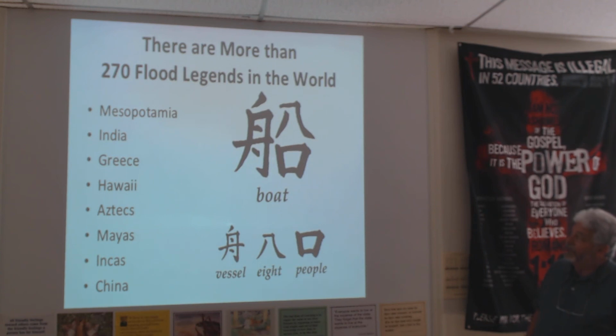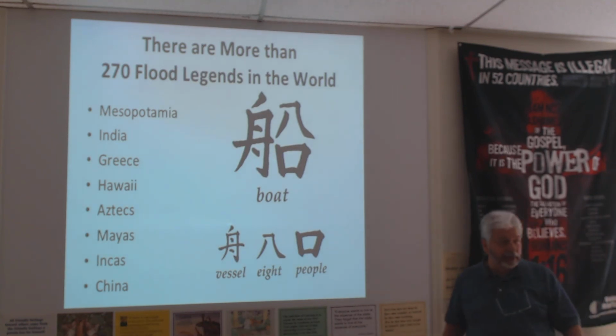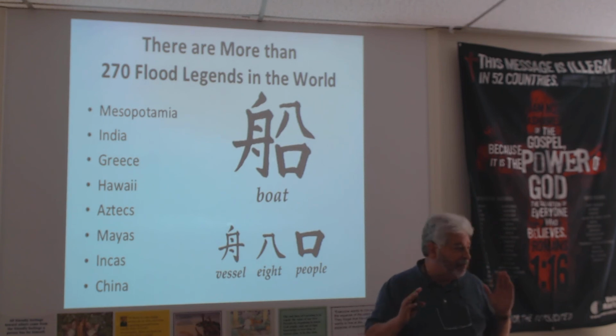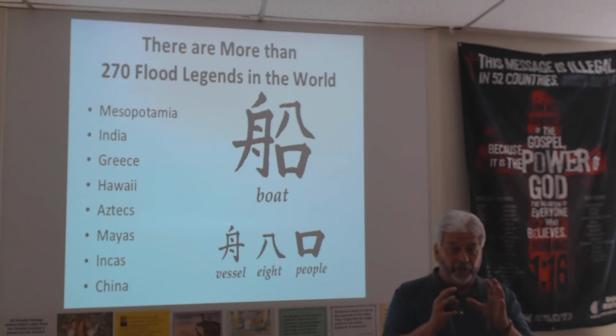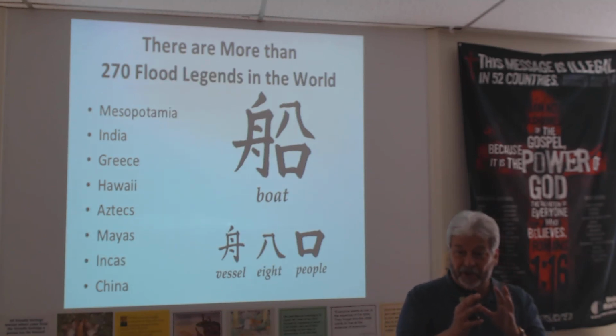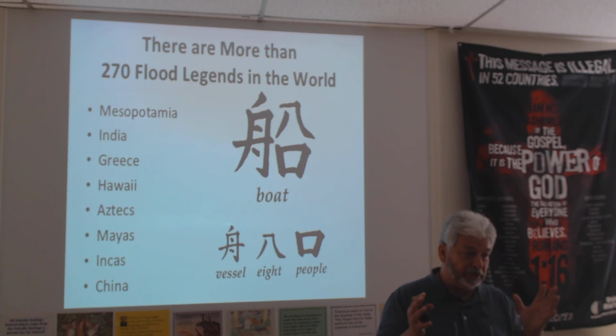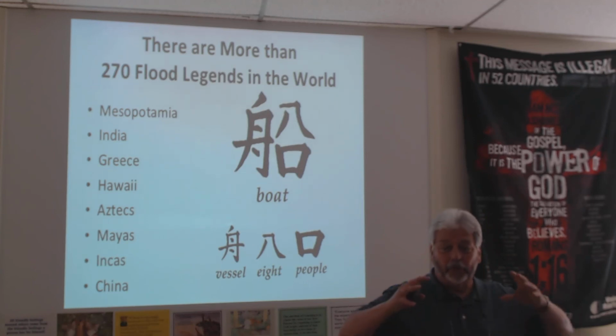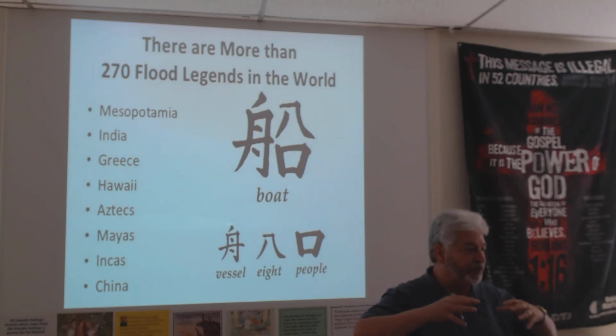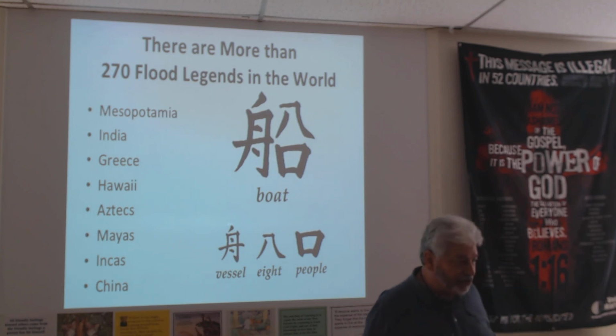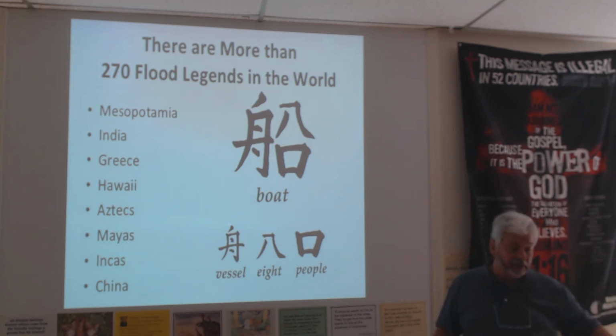There are more than 270 flood legends in the world. Here are some examples. This is what I think is really interesting. If you look at the Chinese language, Chinese does not have letters like we have ABC. They have symbols, which means if you're learning to read Chinese, you can't just learn 26 letters and how they're put together. You've got to learn thousands of word symbols. And sometimes, in order to make another word, they put several symbols together.